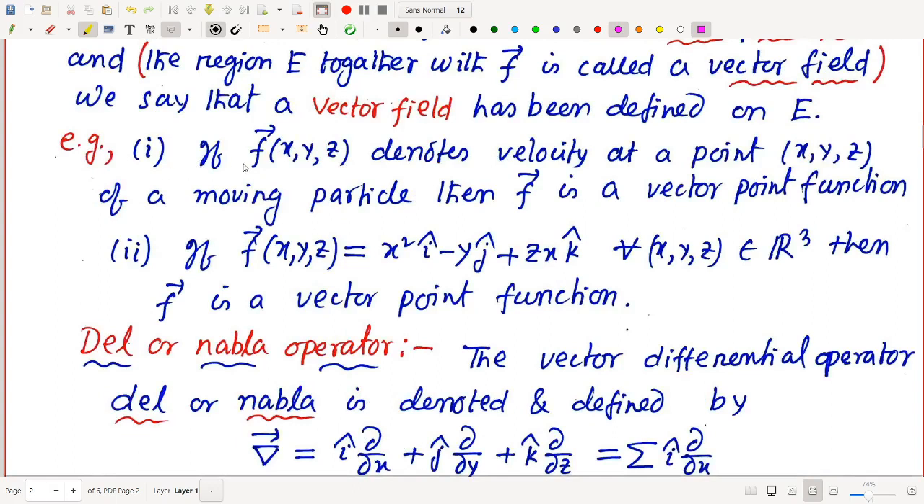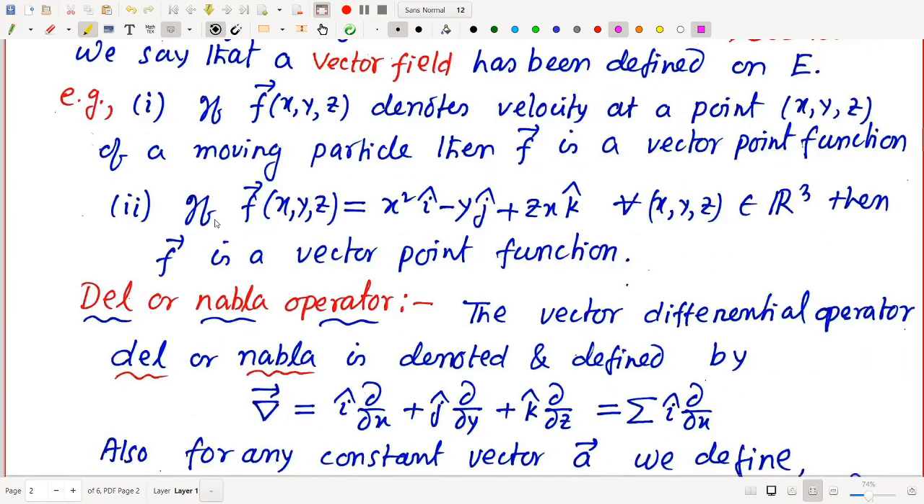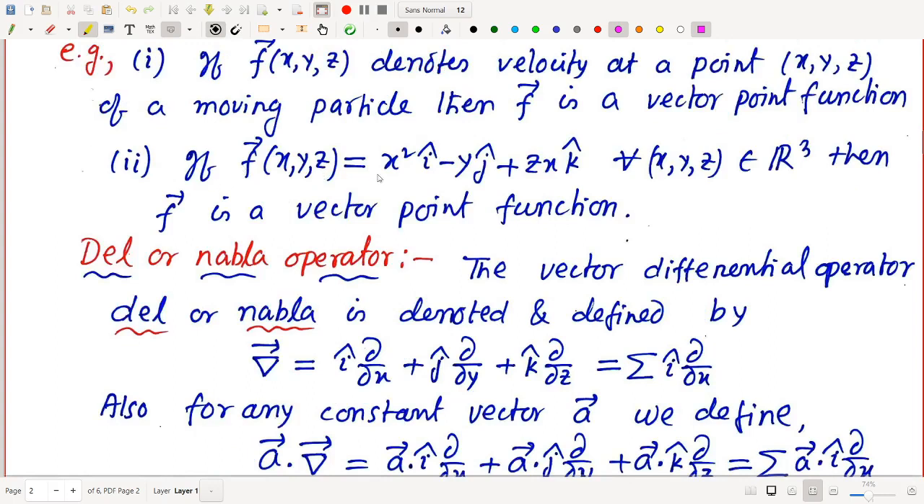For example, if f bar of x, y, z denotes the velocity at a point x, y, z of a moving particle, then f bar is a vector point function because velocity is a vector. For every point there is a definite velocity, so it is a vector point function. And mathematically, if we write f bar of x, y, z equal to x square i cap minus y j cap plus zx k cap for all x, y, z in R cube, then this f bar is a vector point function because the answer is always a unique vector for every point.